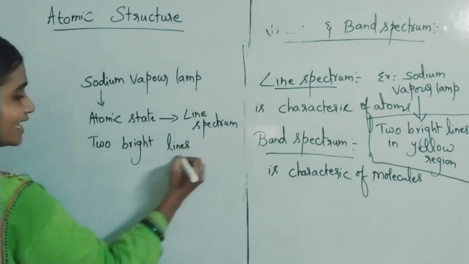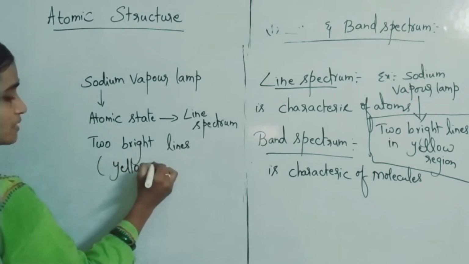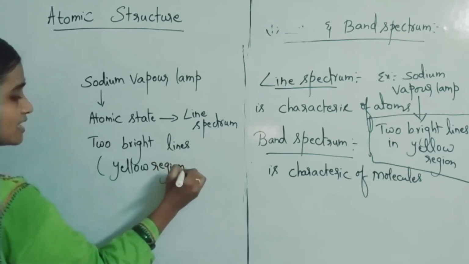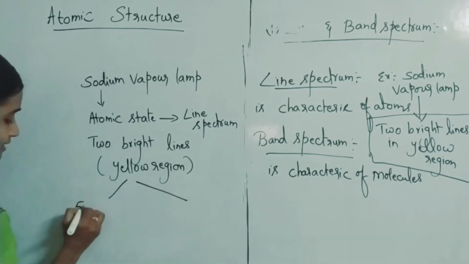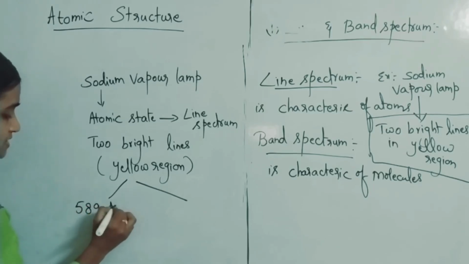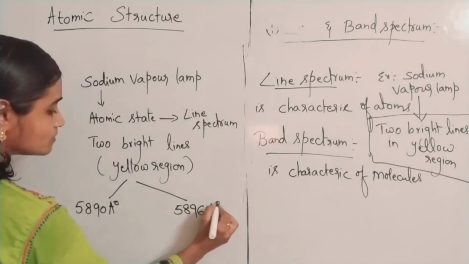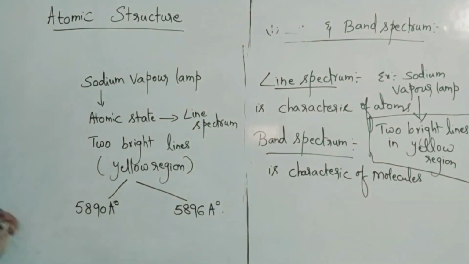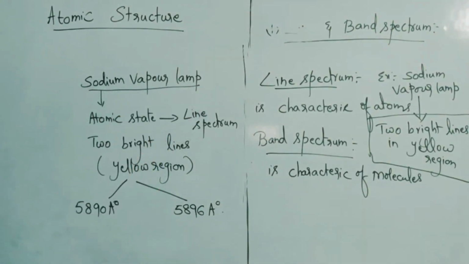Okay, now 2 bright lines. In which region? Yellow region. Please remember, 2 bright lines are observed in the yellow region. One is at 5890 angstroms and another is at 5896 angstroms. In the yellow region you are finding 2 bright lines, and that constitutes the line spectrum of sodium vapor lamp.